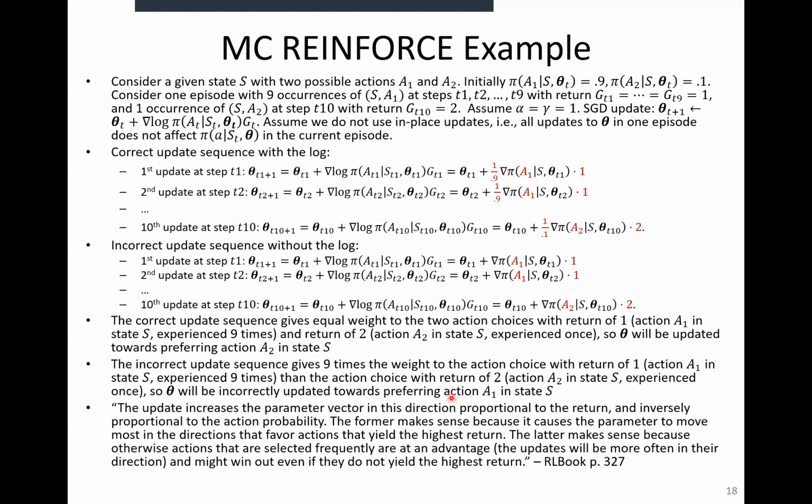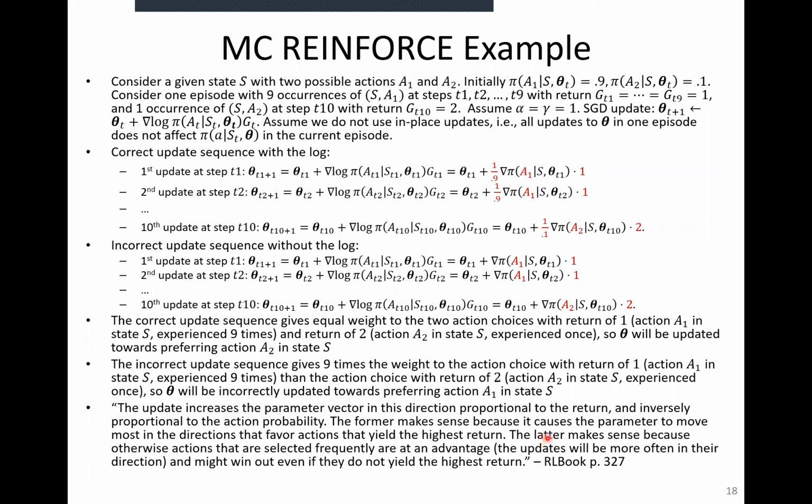So this is a sentence from the book. The update increases the parameter vector in the direction proportional to the return and inversely proportional to the action probability. The former makes sense because it causes the parameter to move most in the directions that favor actions that yield the highest return. So you should prefer action A2 because it has a higher return of 2 than action A1 with a return of 1.